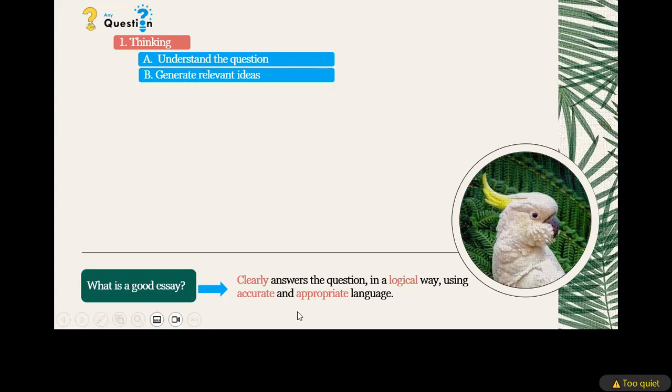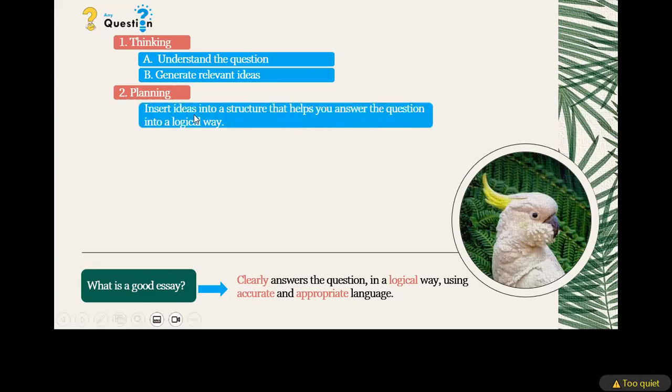So I need to understand the question, number one, so that I can produce a clear answer. And then I need to generate relevant ideas, because writing is putting your ideas on paper. Number two, after I generate the ideas, what do I need to do? I need to plan. Planning will help me produce a logical answer, so that the examiner can understand what you're talking about and follow through your ideas. So this is what you call a logical way.